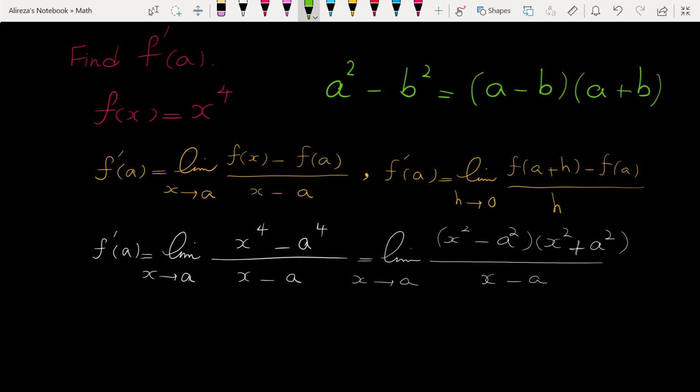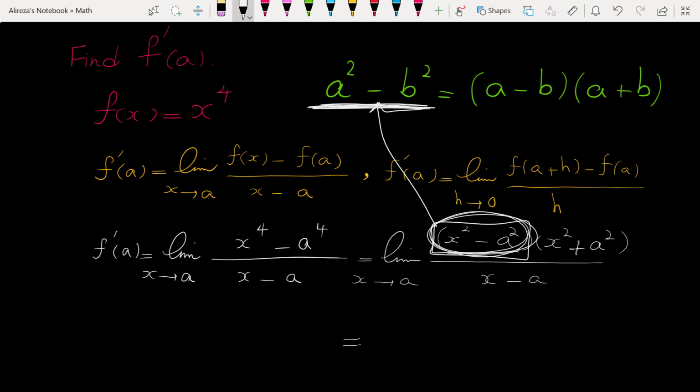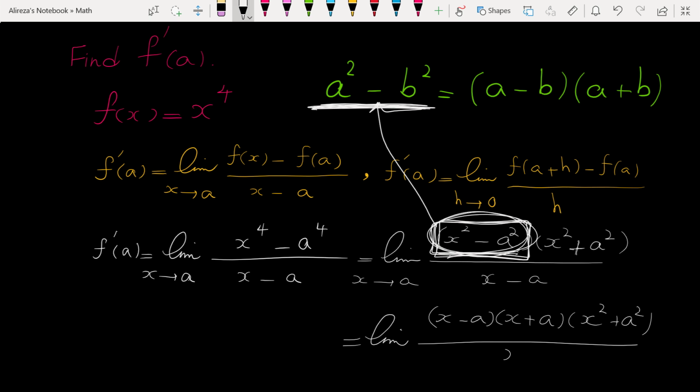Now, in the numerator, we use this identity again for factoring x to the 2 minus a to the 2, because look, this fits with this identity. So we can factor this as x minus a times x plus a. So in the numerator we have x minus a times x plus a times x to the 2 plus a to the 2, all over x minus a as x approaches a.